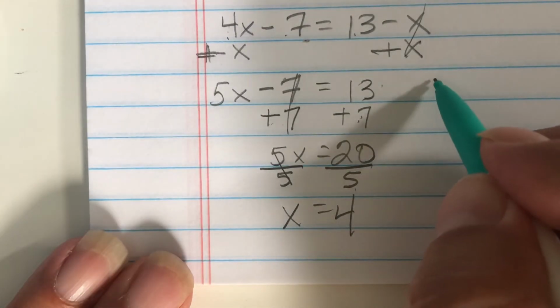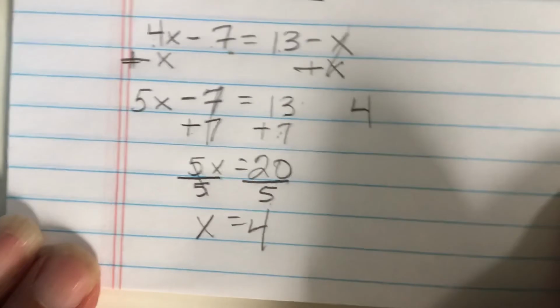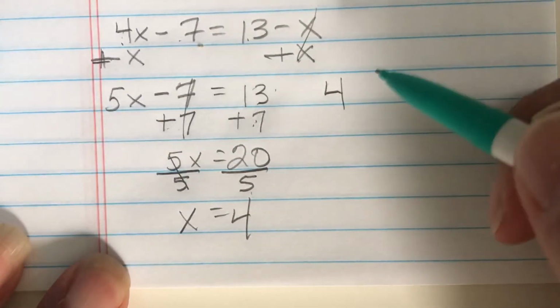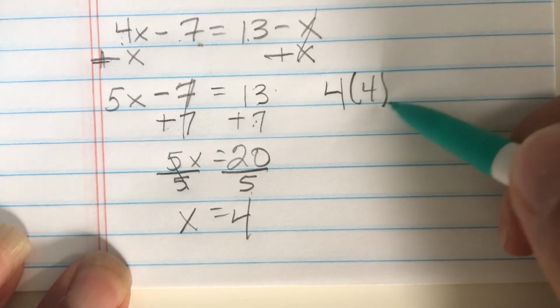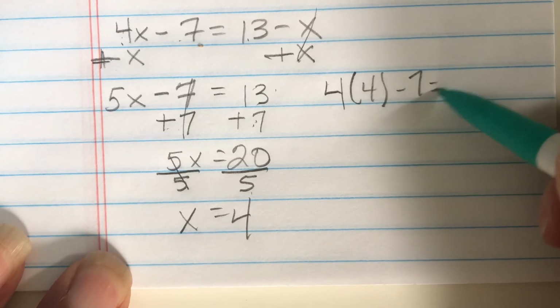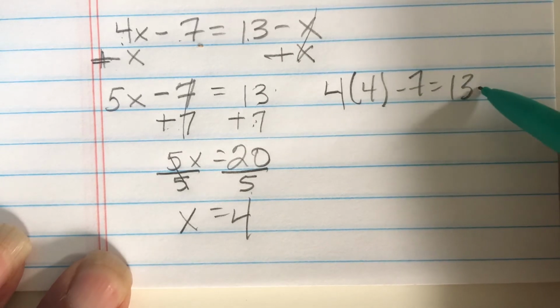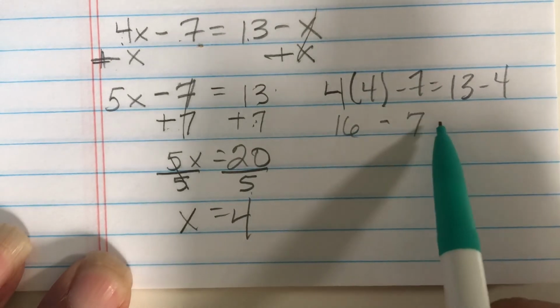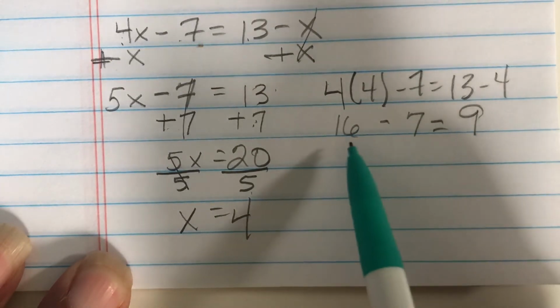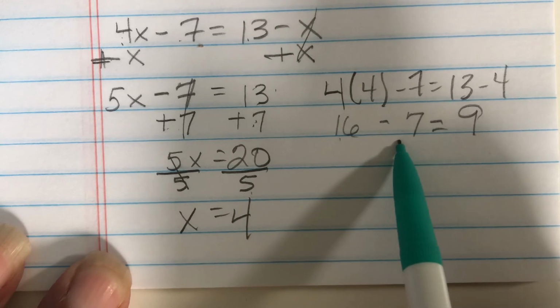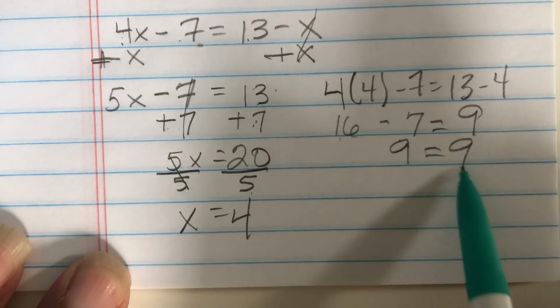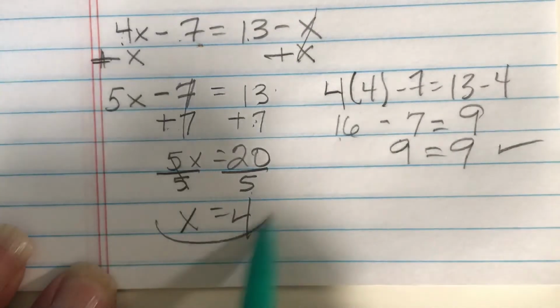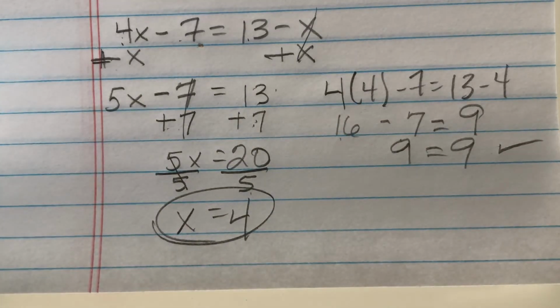Let's plug it in up here. We've got 4 times 4 minus 7 equals 13 minus 4. So I get 16 minus 7 equals 9. Is 16 minus 7 9? It is. So we've checked our work, and that's our answer.